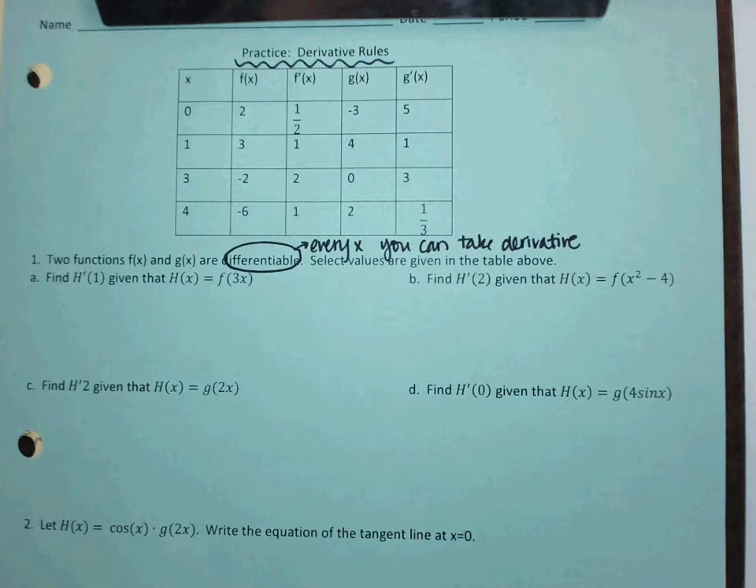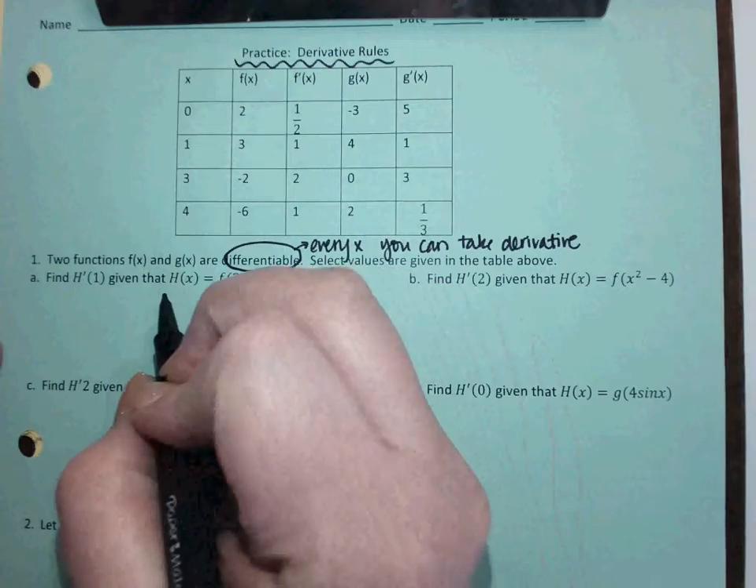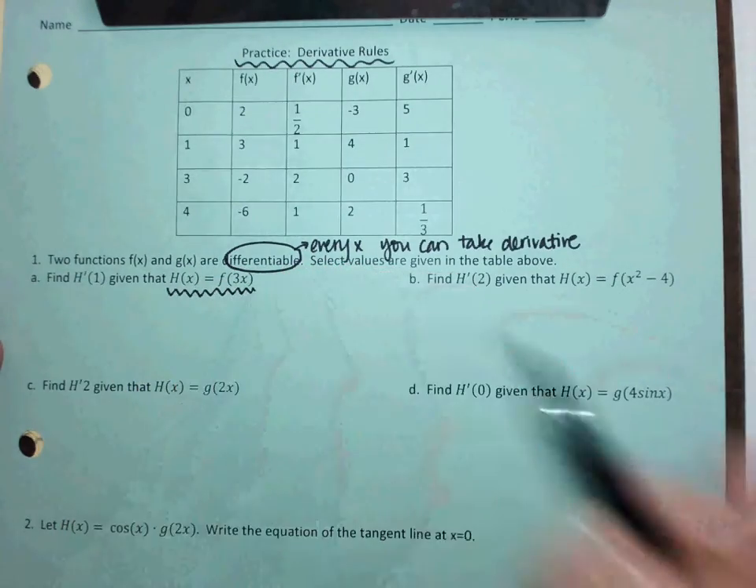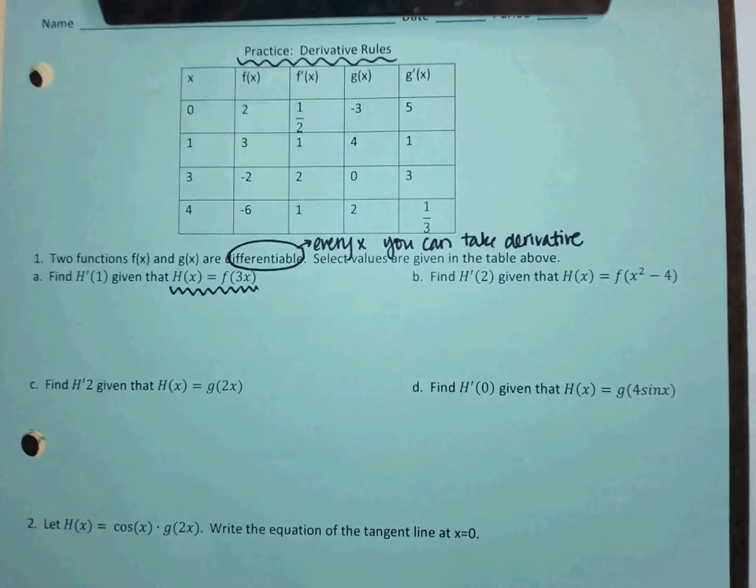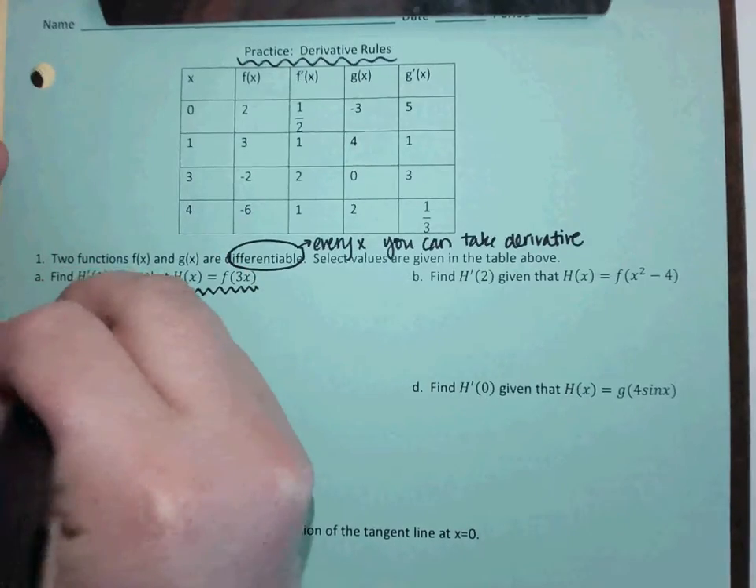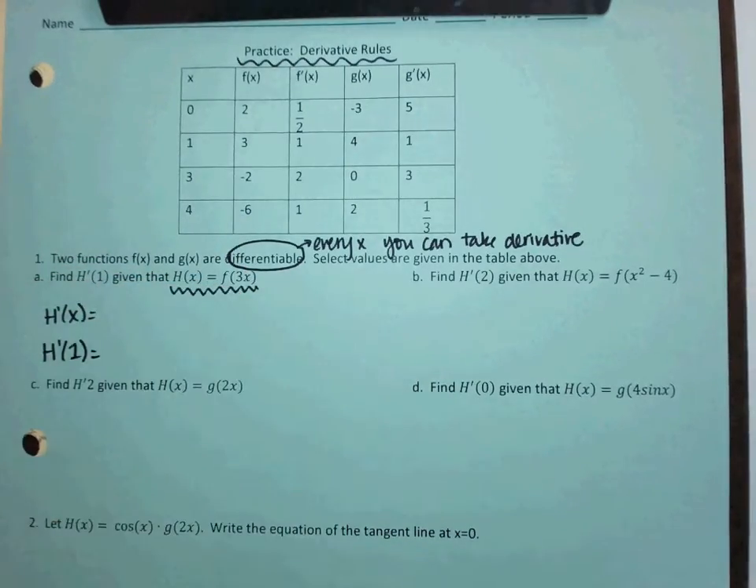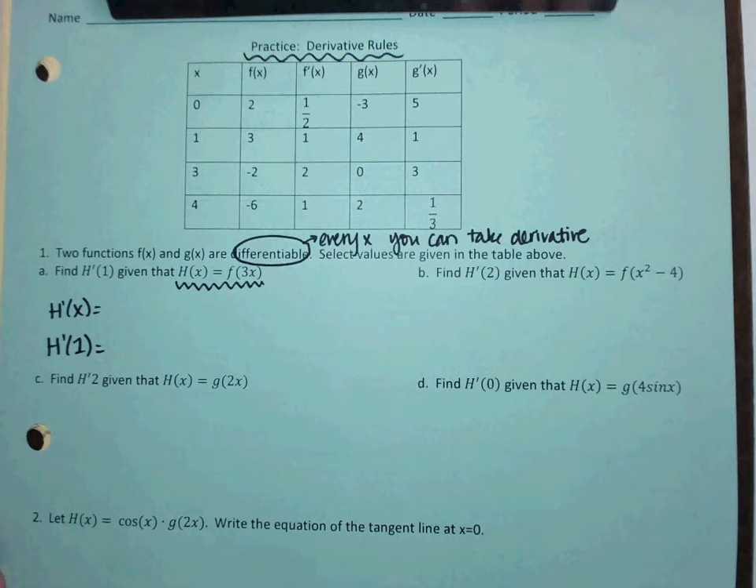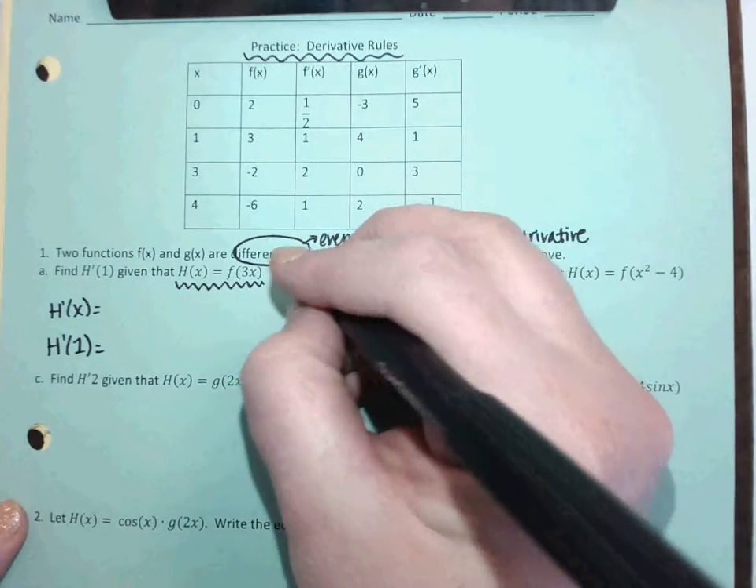Okay, so take a look at number 1. This is really common on the AP test. It says, find h prime of 1 given that h of x is f of 3x. You're going to do this in 2 steps. If I have h, I want h prime. So I'm going to find h prime of x, then I'm going to find h prime of 1. The first thing I want you to do is label both of those. Some of you are still not labeling stuff on your quizzes. So look at your h of x. It's f of 3x.